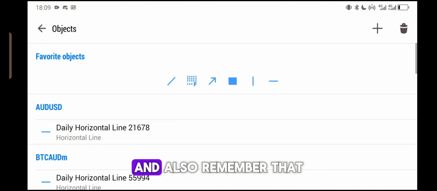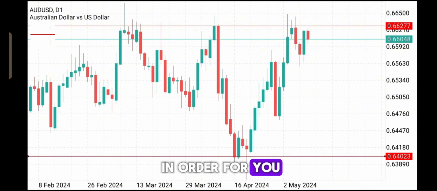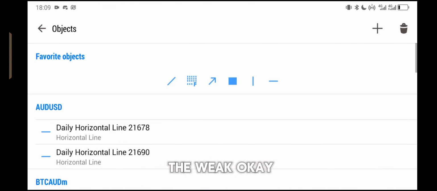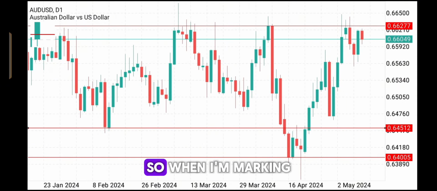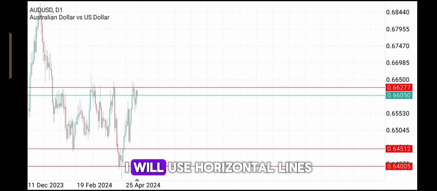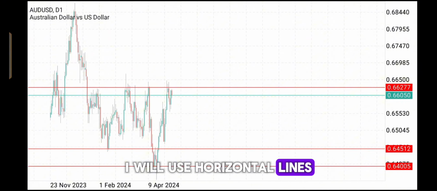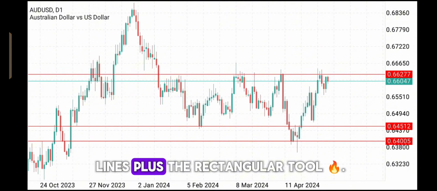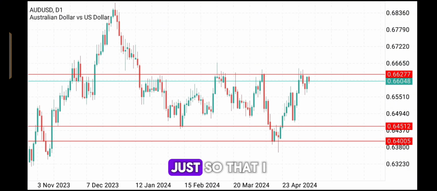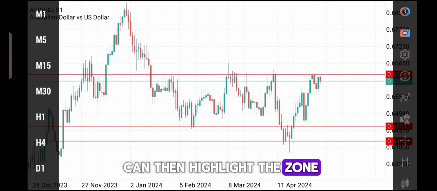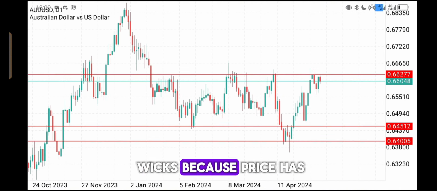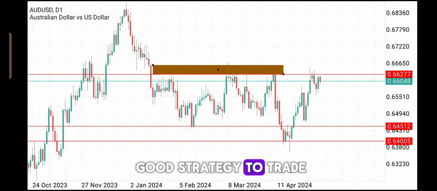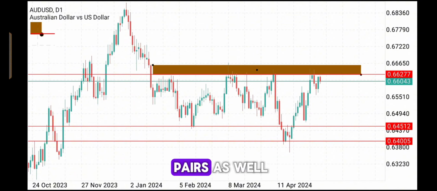Okay, and also remember that in order for you to consider it a zone, you need to include the wick. Okay, so when I'm marking support and resistances, I will use horizontal lines. But then when I'm marking zones, I will use horizontal lines plus the rectangular tool, just so that I can then highlight the zone. The zone includes the wicks because price has once reached there. Okay, this is a very good strategy to trade on gold and a few currency pairs as well.